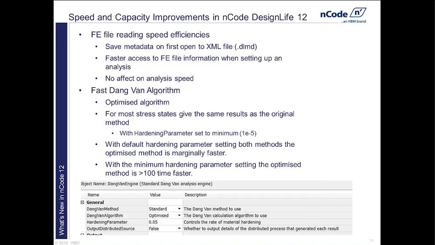The second change is the addition of a fast Dang-Van algorithm. We've had the Dang-Van solver in the software for a long while. This adds a different algorithm that basically gives you much more accuracy, much faster. It's about equivalent in speed if you have the hardening parameter set quite big, but if it's that small to give you the most accurate answer, then it is up to 100 times faster in terms of the analysis. So it can speed the analysis up quite a lot.